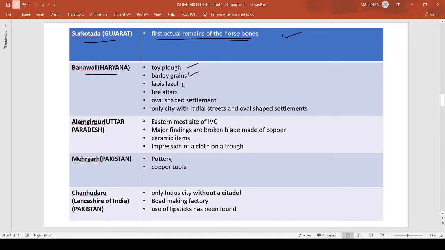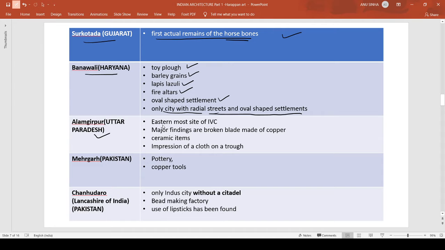Lapis lazuli, fire altars, oval-shaped settlement, only city with radial street and oval-shaped settlement. So this is the only city with radial streets and the oval-shaped settlements. Okay, now moving to Alamgiripur, that is in Uttar Pradesh.